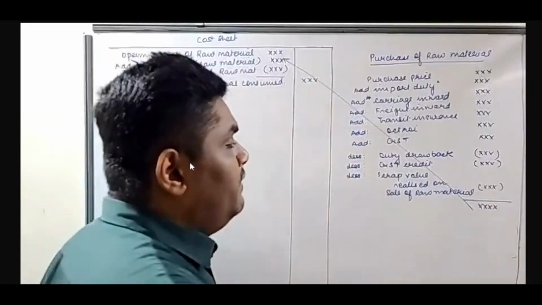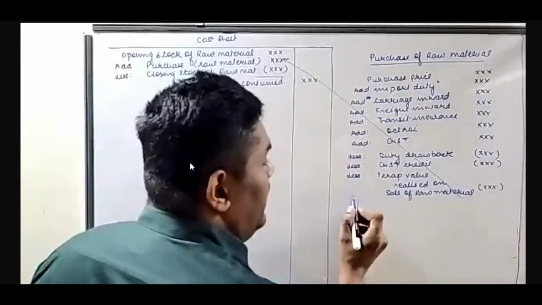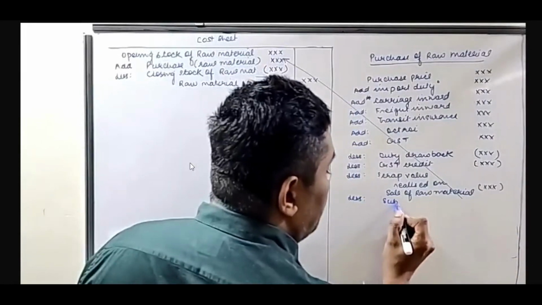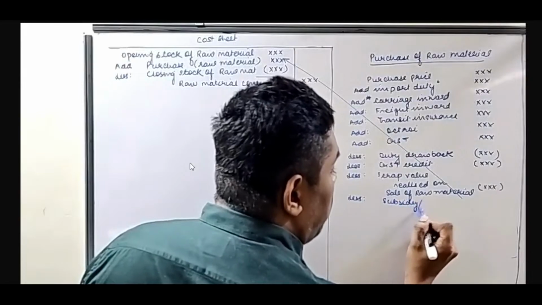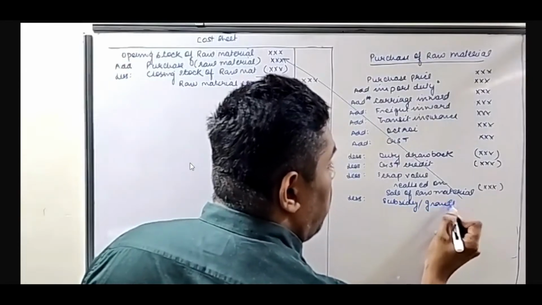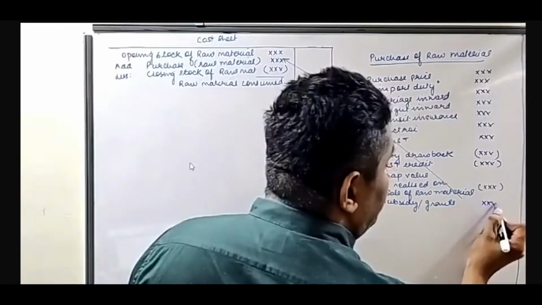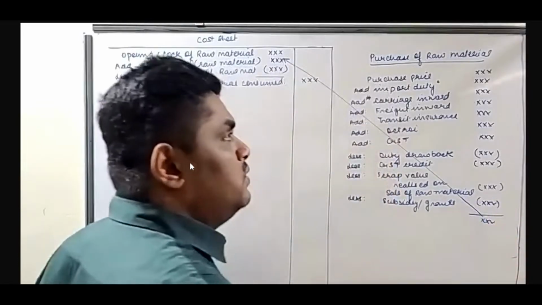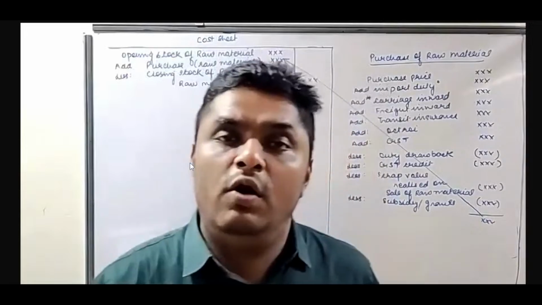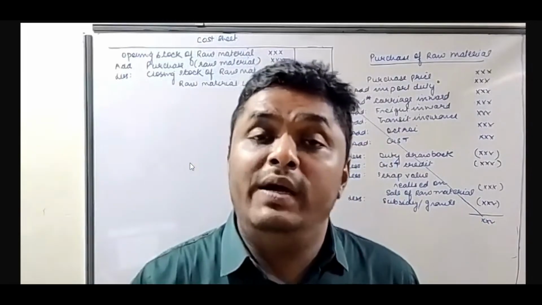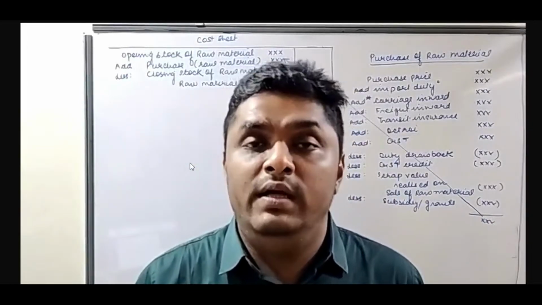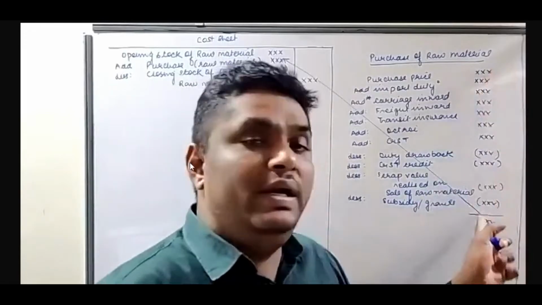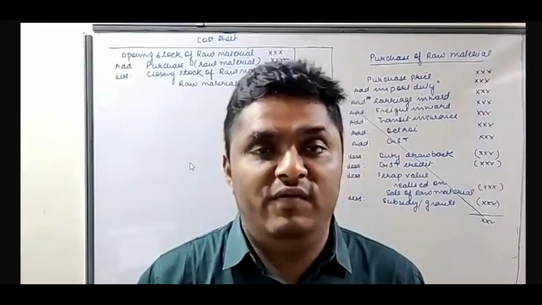Acha, one more very important point. If the government is providing a subsidy on purchase of raw material, again it will be deducted. So let's say I'm purchasing a particular raw material at the rate of 100 and the government is providing a subsidy of rupees 20. So my net cost will be what? 80. That is 100 minus 20, 80 will be the net cost of raw material for me.